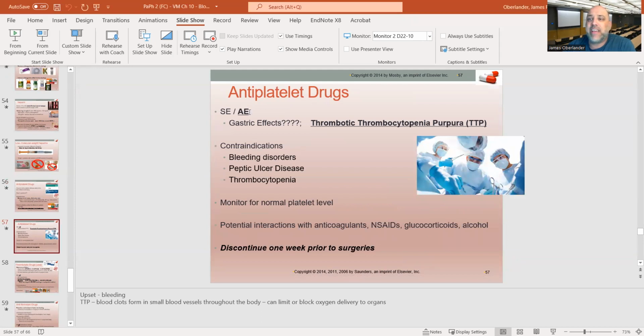Other side effects, adverse effects. I do want to mention with side effects, adverse effects. On my slides, I try to make the adverse effects bolded and underlined, and then the side effects just normal font. And the reason I do that is I want you to see what is life-threatening and what is not. Now, I'm not perfect on those.